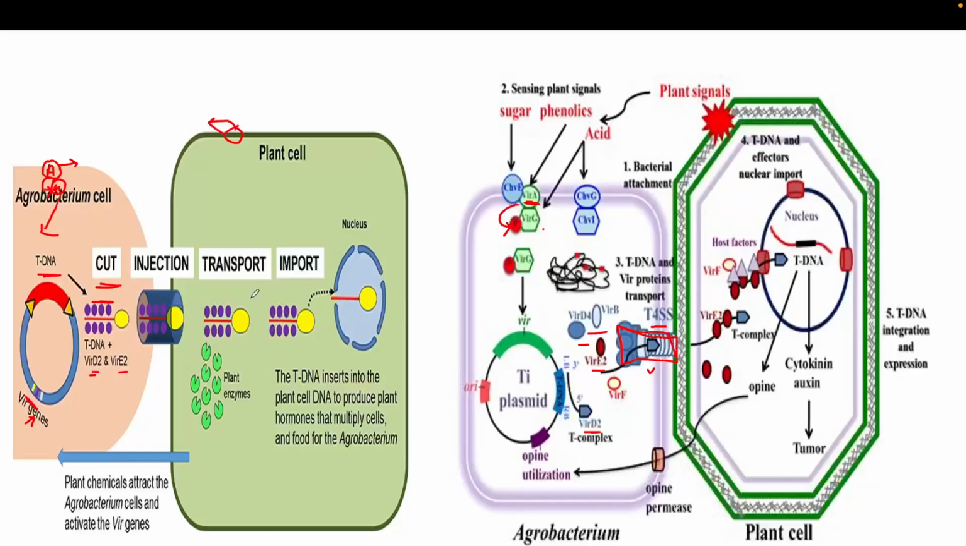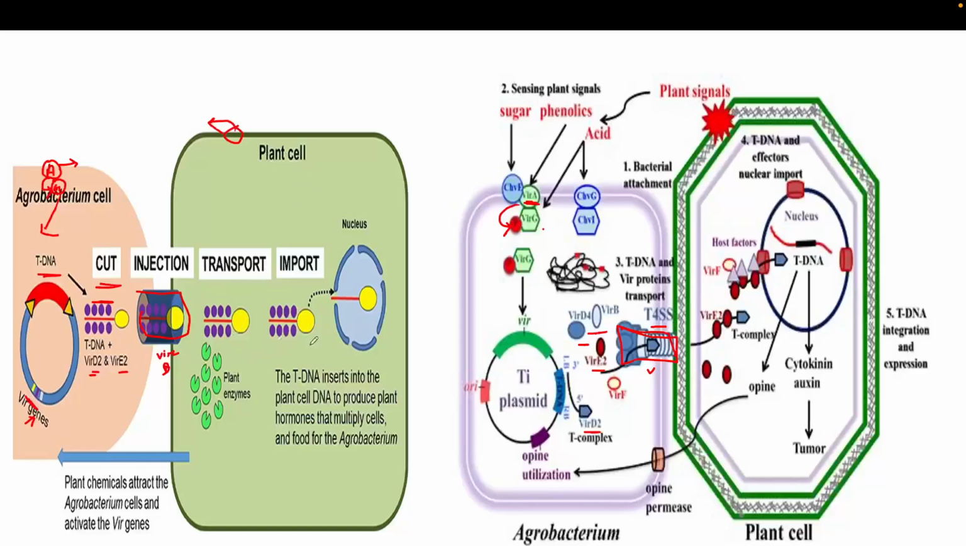For the transfer there is a requirement of a complex channel. This complex channel is made up of virulence gene B. There is a participation of virulence gene B which prepares this complex system, the channel system, for the transfer of the single stranded T-DNA. So, bound to virulence gene D2 and E2, this T-DNA will be transferred to the plant cell.